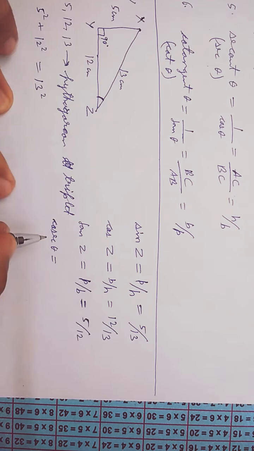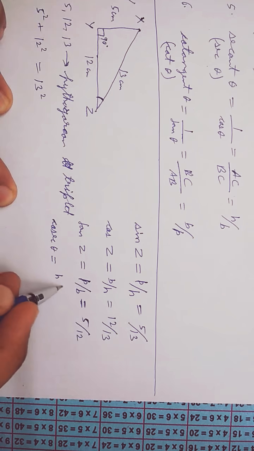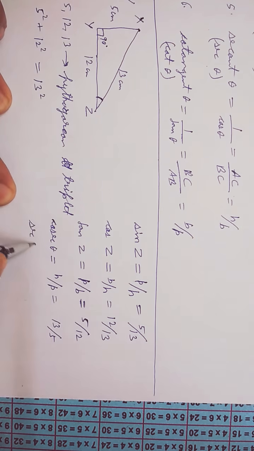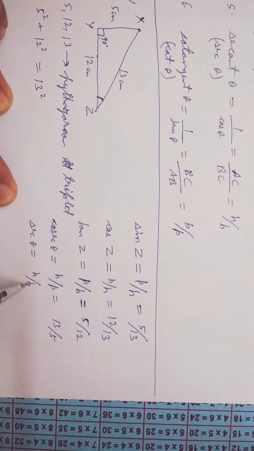Cosec theta is the inverse of sin theta. Sin theta is P by H, so this shall be H by P. So this is 13 by 5. Next is sec theta, the inverse of cos theta. Cos is B by H, so this shall be H by B.